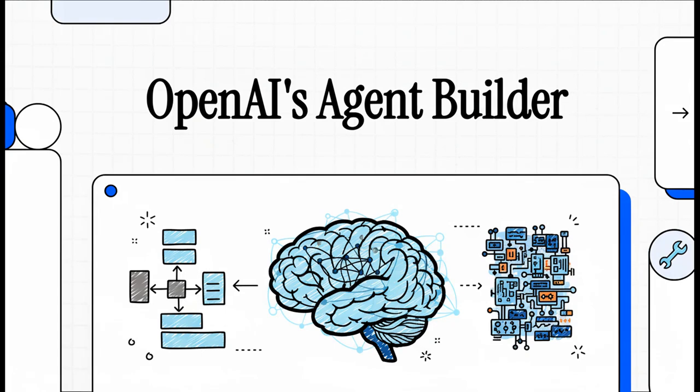So OpenAI just dropped something that's got everyone talking. A new tool that promises to let anyone, and I mean anyone, build powerful AI agents without having to write a single line of code. Today, we're going to dig into their new Agent Builder and see if this is really the future of AI or if there's a bit more to the story.